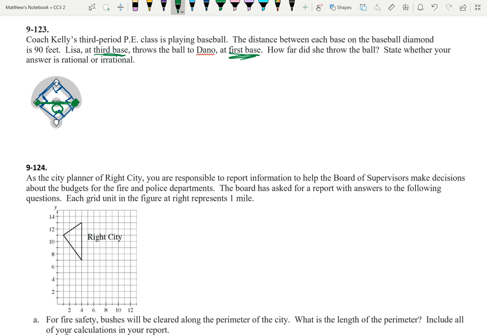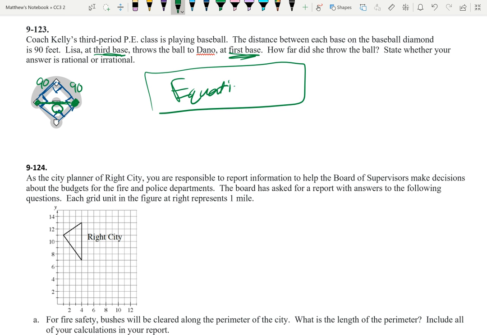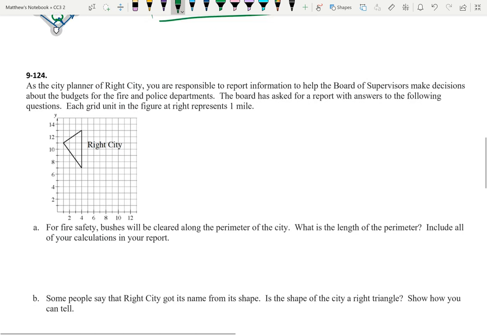And then how could you use knowing that these are 90-degree sides to figure out what that distance is that Lisa had to throw the ball to Dano? I would come up with an equation over here using a squared plus b squared equals c squared, and that'll help you figure out how far Lisa had to throw it.